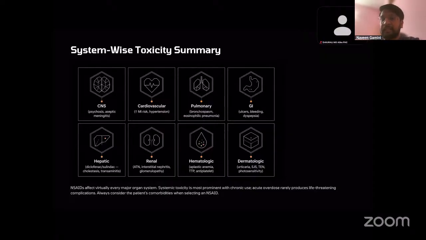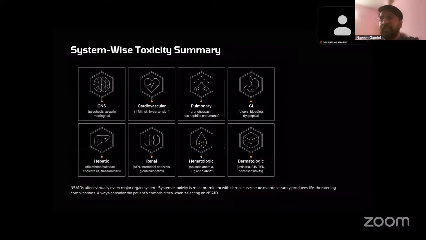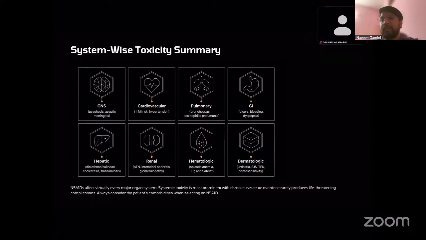And regarding the renal system, tubular necrosis and interstitial nephritis are the most commonly seen. Regarding the hematologic system, antiplatelet function will be there, but COX-2 inhibitors will not cause antiplatelet effects. And regarding dermatologic symptoms, it ranges from urticaria to SJS or TEN. So NSAIDs will affect virtually every major organ system. Systemic toxicity is most prominent with chronic use rather than acute overdose. So always consider patients' comorbidities while selecting a specific NSAID.